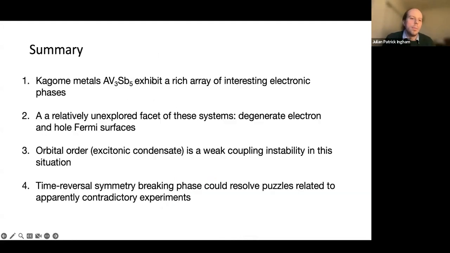So to conclude, the kagome 135 metals exhibit a rich array of interesting electronic phases. A point which is relatively unemphasized and underexplored is that these materials feature degenerate electron and hole Fermi surfaces. And in this situation, a type of orbital order which hybridizes the two Fermi surfaces, this excitonic condensate, appears naturally as a weak coupling instability. And this phase, apart from the charge density wave, with its potential to break time reversal, could possibly resolve some puzzles related to apparently contradictory experiments.